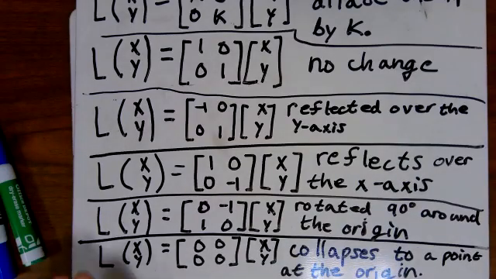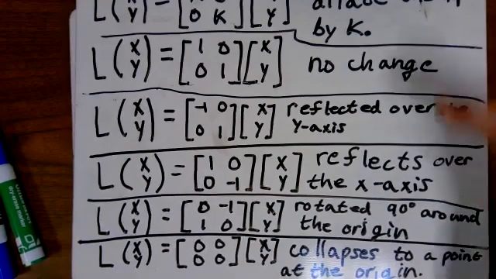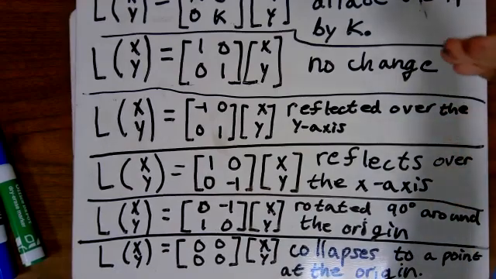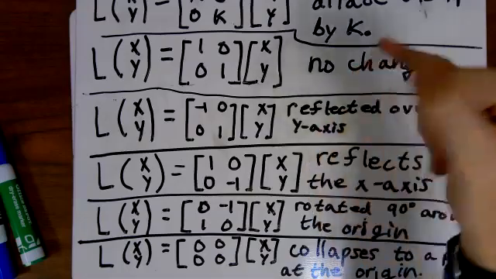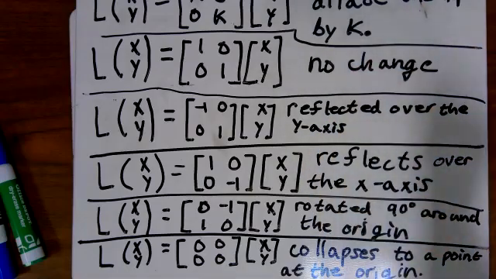So, today, we saw how to represent a bunch of different familiar transformations: dilation, reflection, rotation of 90 degrees, and a collapse down to a point as matrix transformations. Tomorrow, we're going to continue looking at this subject. We're going to look at some new transformations, because matrices free us up to transform shapes in ways that we couldn't with complex numbers.